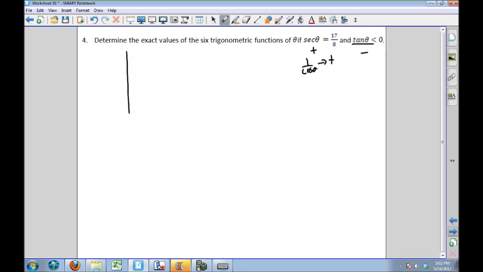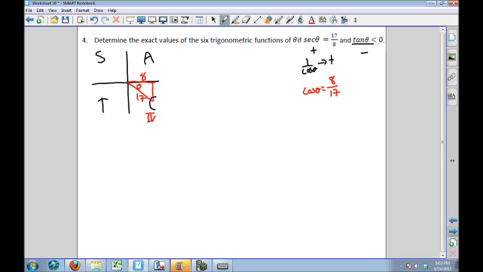So looking at my quadrants, a smart trig class should know that when cosine is positive and tangent is negative, I have to be right here in quadrant 4. So this is where my terminal side is going to be for this angle. My secant, which is 17 over 8, would mean that my cosine of theta is 8 over 17. So my adjacent side for this reference triangle is 8, and my hypotenuse is 17.